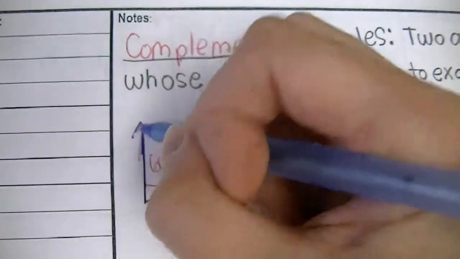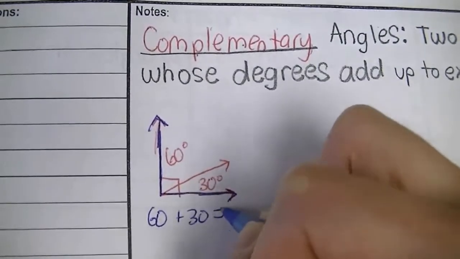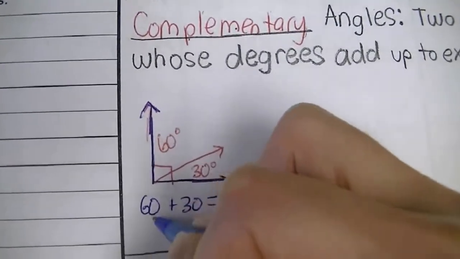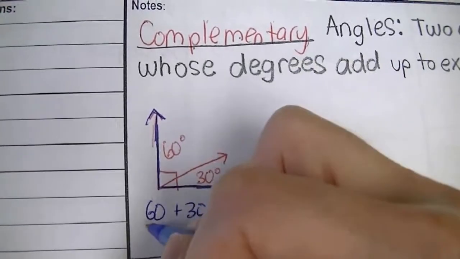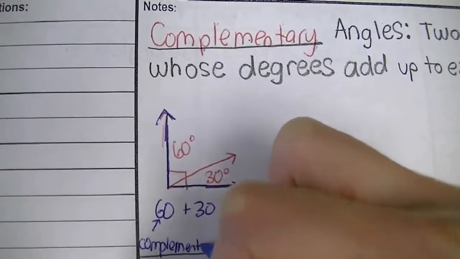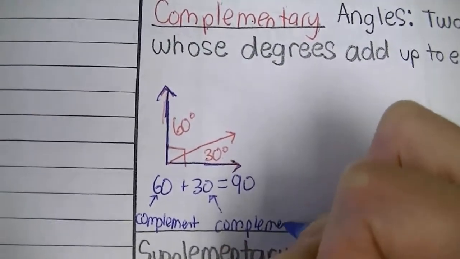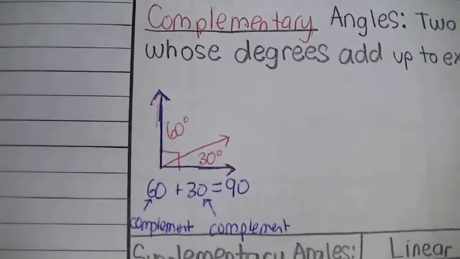So therefore, that 60 degree angle plus that 30 degree angle, since their sum is 90 degrees, I know that these two angles are complementary. So this is a complement to this one, because their sum is 90 degrees.